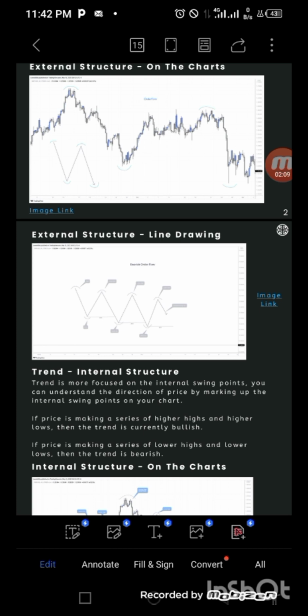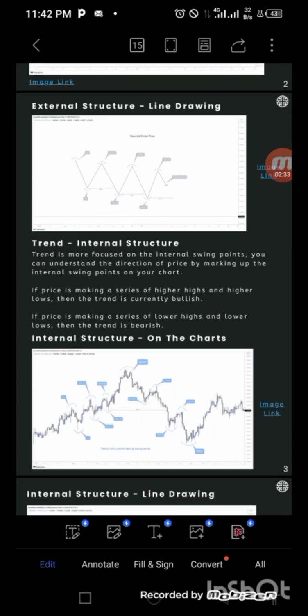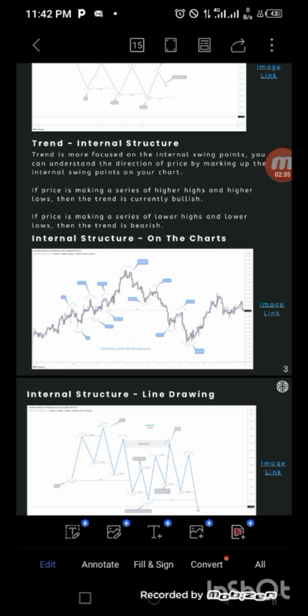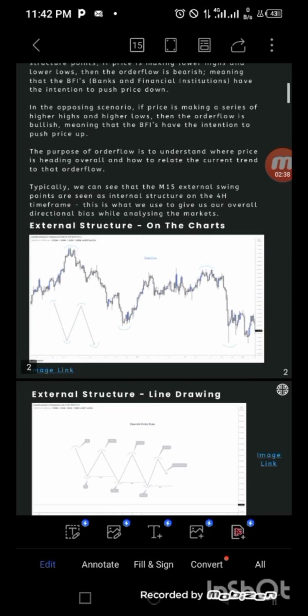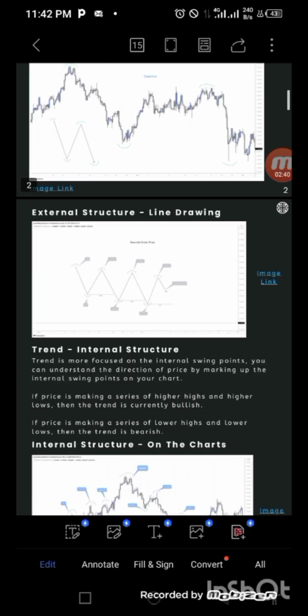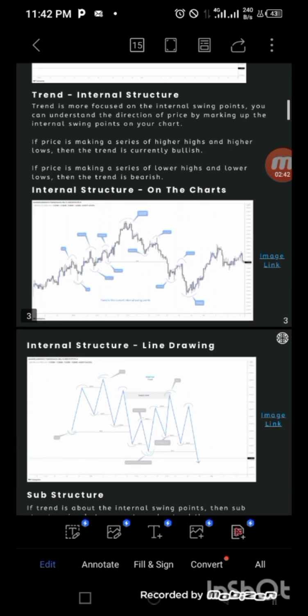There is more focus on internal swing points. You can understand the direction of price by marking up the internal swing points on the charts. If price is making a series of higher highs and higher lows, then the trend is currently bullish. If the price is making a series of lower highs and lower lows, then the trend is bearish. This is internal structure on the chart. So the external structure is the 4-hour time frame, and this internal structure is the 15-minute time frame.